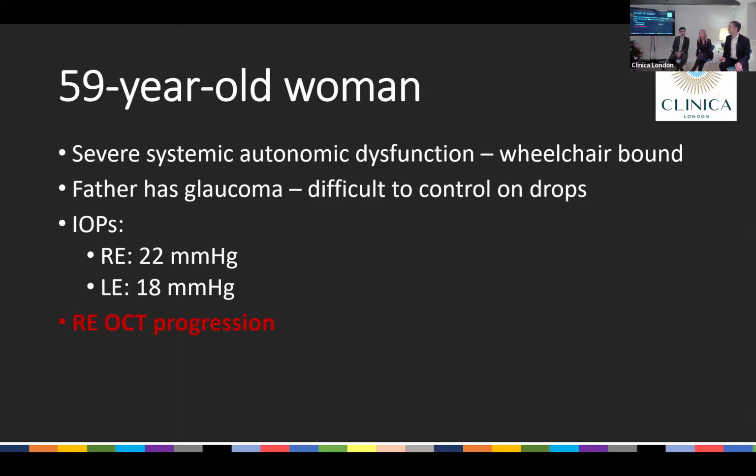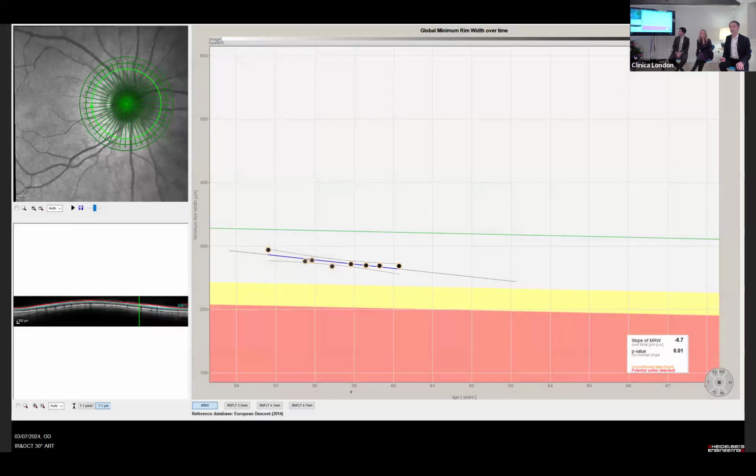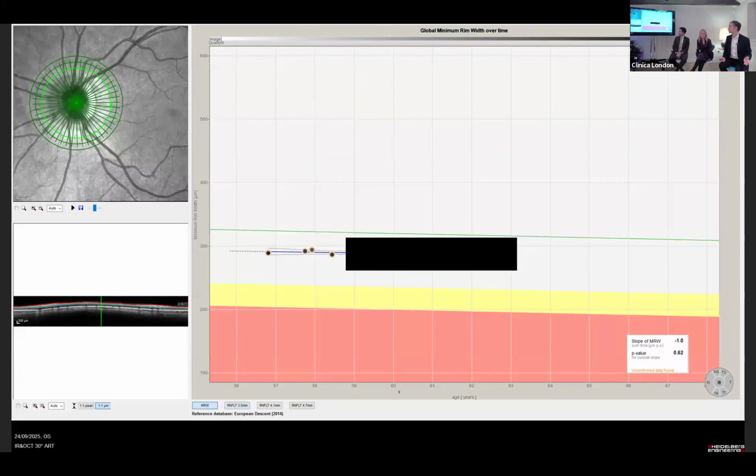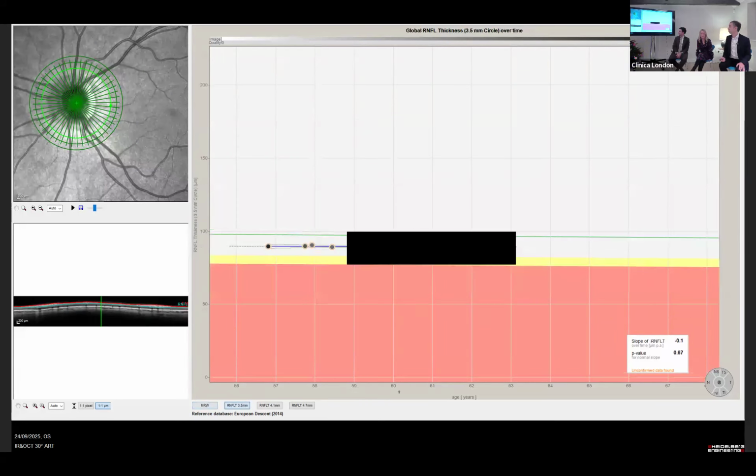And that gave me the mandate to discuss with her, shall we treat you? She had SLT in her right eye, selective laser trabeculoplasty. The pressure came down nicely. And then since then, she's leveled out on both scans there. And the left eye continues to be horizontal, so we haven't considered starting treatment there.